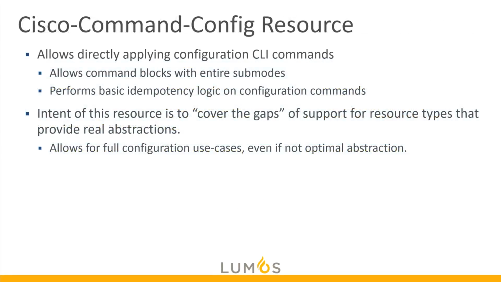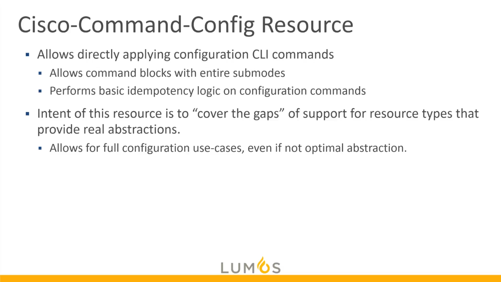So for instance, with the Cisco command config resource, this allows us, as I mentioned, to directly apply config via CLI. So it allows command blocks with all of their sub modes. As we drop down into lower hierarchical levels, as we do config T, that's obviously global config mode. Then we drop into an interface, and although Puppet has something for that, maybe we drop into router BGP. Then we drop into address family IPv4 unicast. Those sub modes are what we're talking about. And so these perform basic logic on the configuration commands.